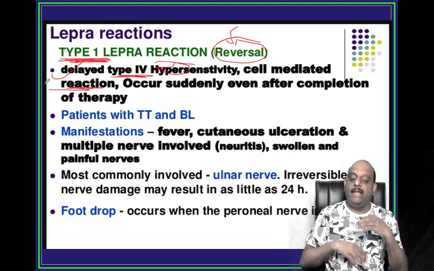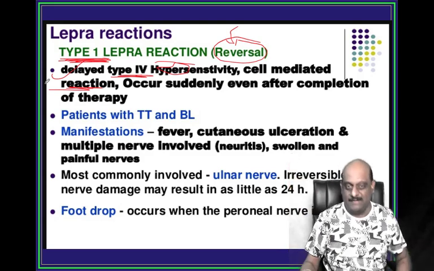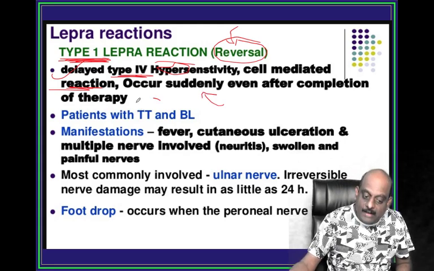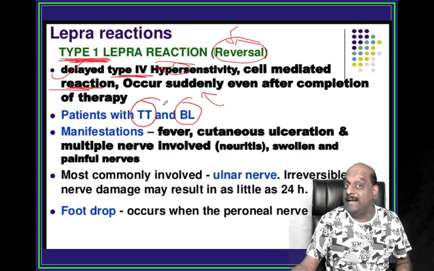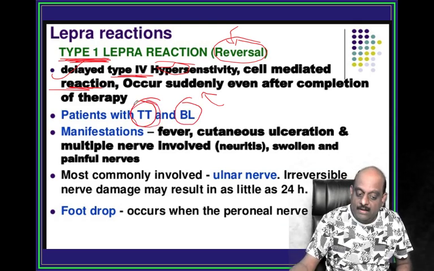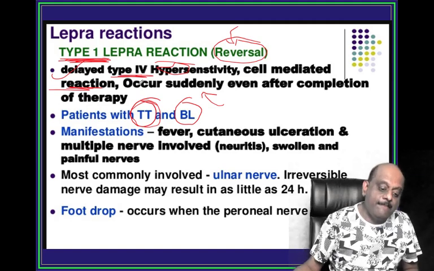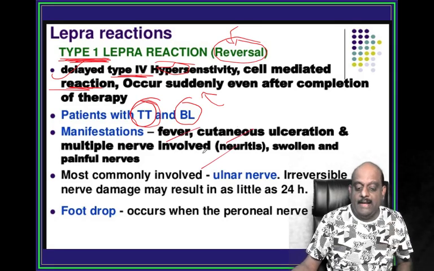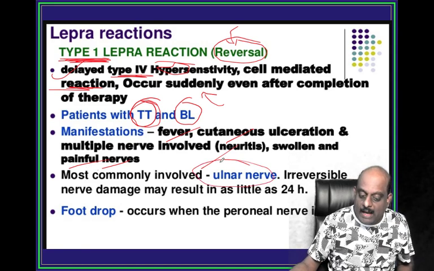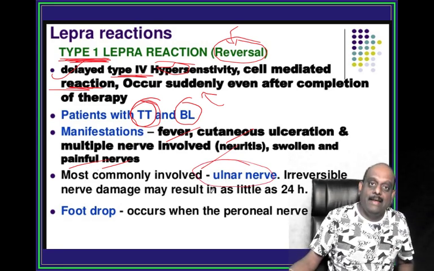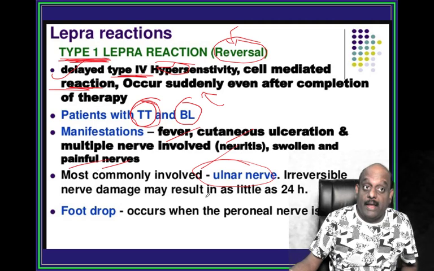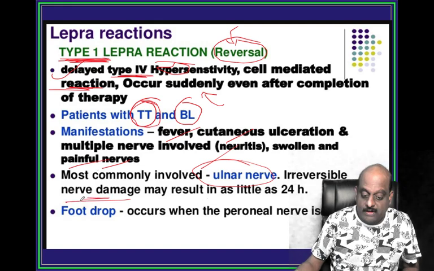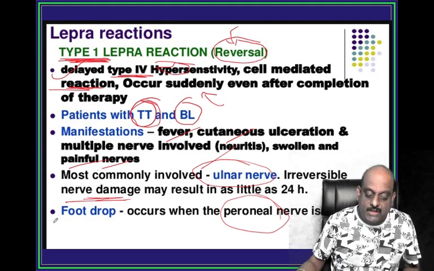And type 1 can occur even after completion of the treatment. It occurs suddenly. It typically happens in TT type and BL type, borderline lepromatous and TT type of leprosy. How does it present? Fever, cutaneous ulceration, neuritis, swollen painful nerves. Most commonly the ulnar nerve is involved. If you don't treat, it can lead to irreversible nerve destruction. Peroneal nerve involvement can occur in type 1 lepra reaction, which can lead to foot drop.